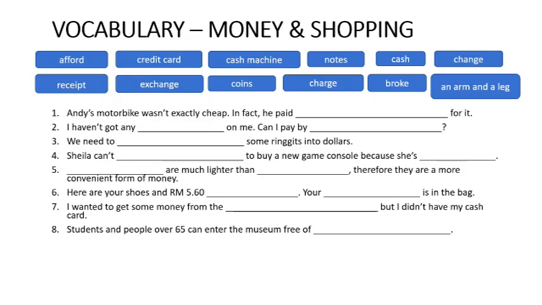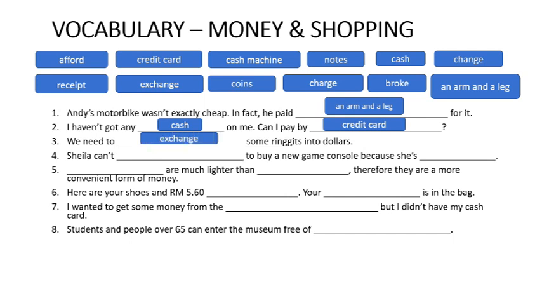Have you finished? Can we discuss the answers? I'm sure they are pretty easy, aren't they? Okay, let's take a look at the first one. And this motorbike wasn't exactly cheap. In fact, he paid an arm and a leg for it. I haven't got any cash on me. Can I pay by credit card?